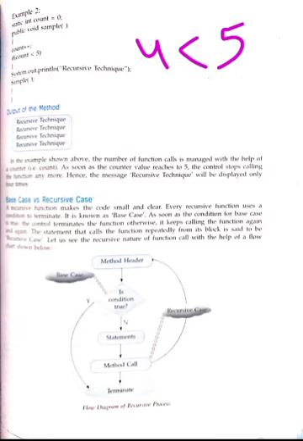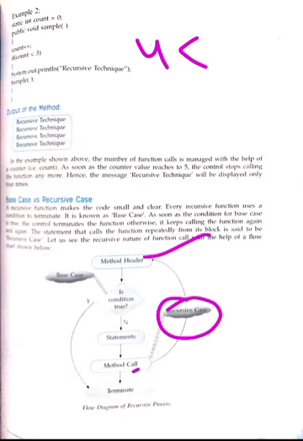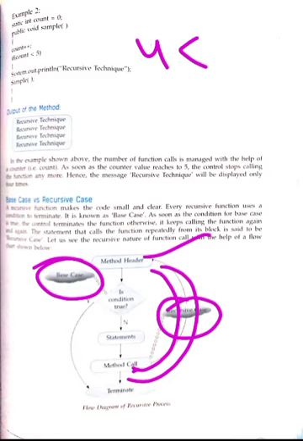Now next is base case versus recursive case. In the flowchart shown here, the method header will execute, and then if the recursive case executes, again and again it will go to the header. But when the base case is true, the function will terminate. In a recursive function, one base case should be there.